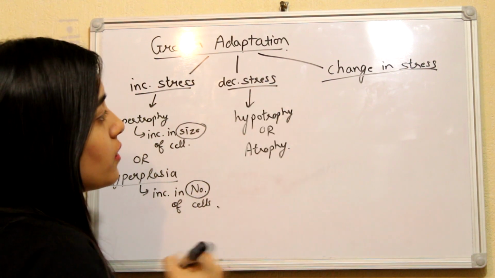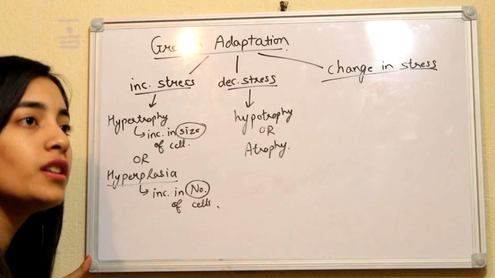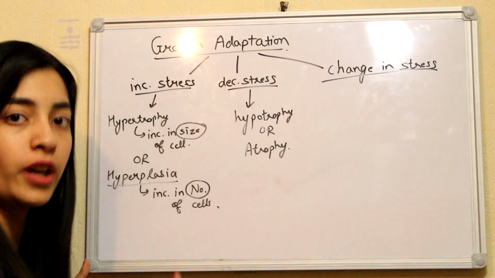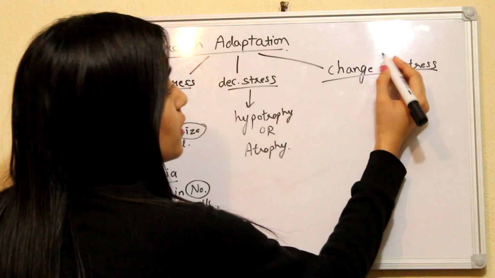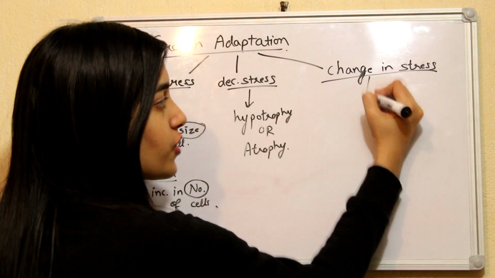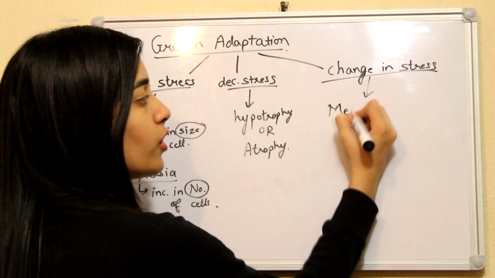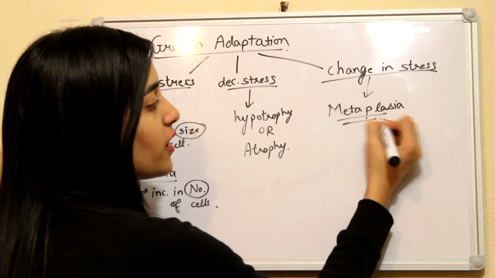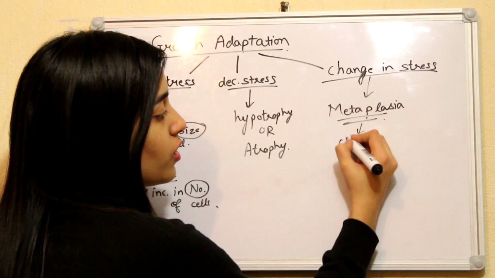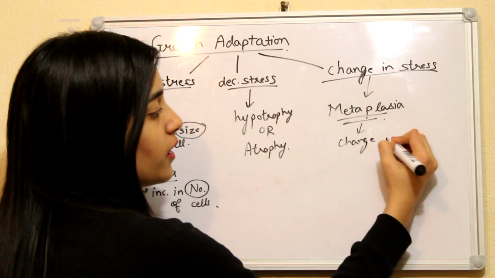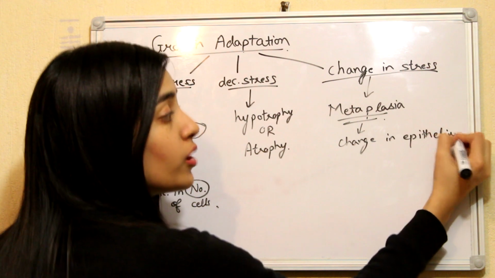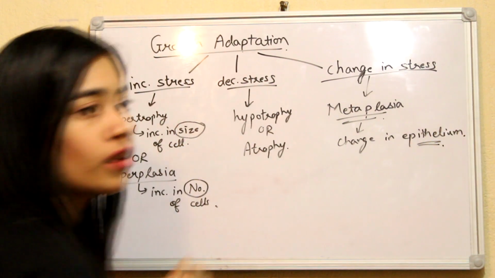An example of decreased stress can be seen when there is decreased blood supply to an organ for a very long time. And the third one is when there is change in stress, the body's tendency is to undergo metaplasia. Metaplasia is when there is a change in the particular type of epithelium of an organ.